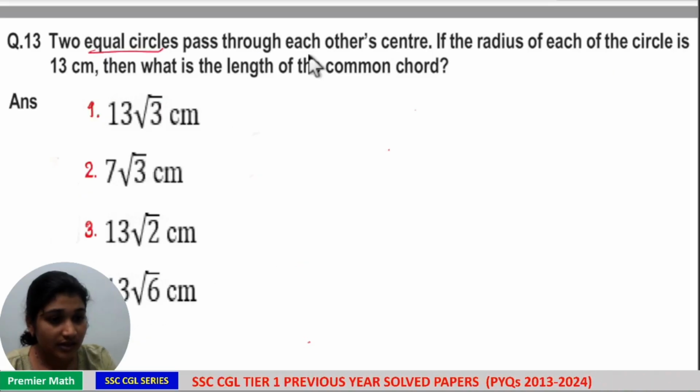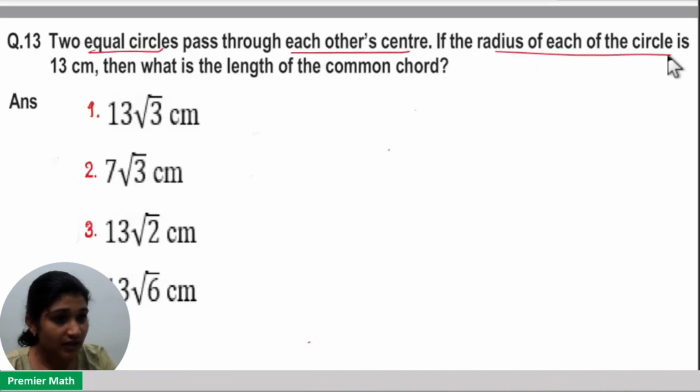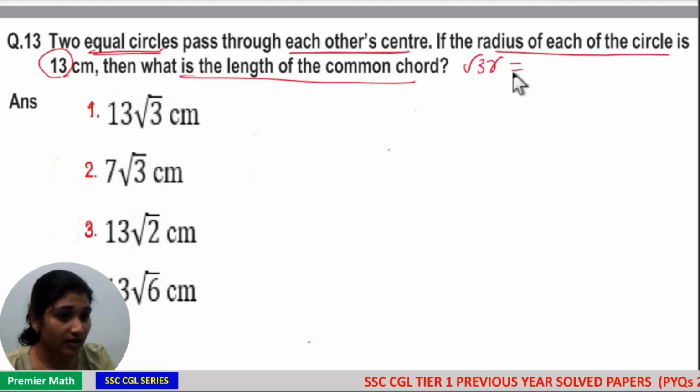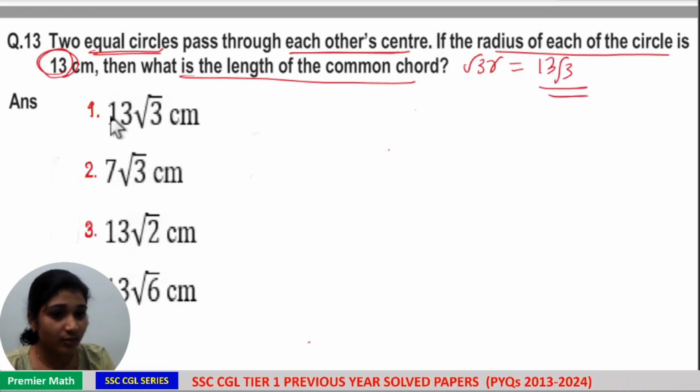Two equal circles pass through each other's center. If the radius of each of the circles is 13 centimeter, then what is the length of the common chord? Whenever you have two equal circles passing through each other's center, then the length of the common chord is equal to root 3r. Here radius is 13. So 13 root 3 is your answer. Option 1 is your answer.